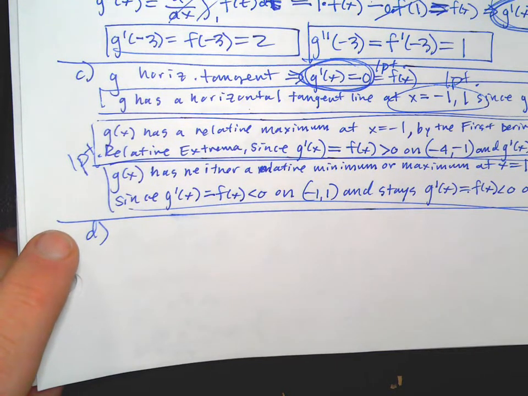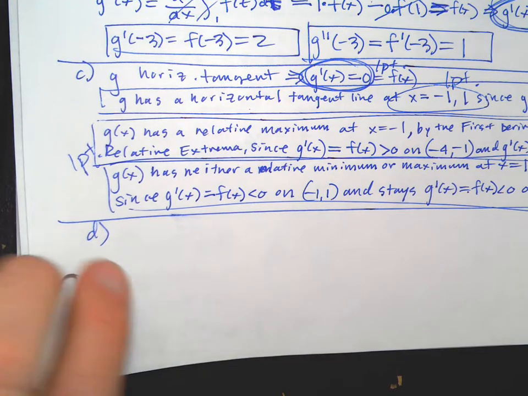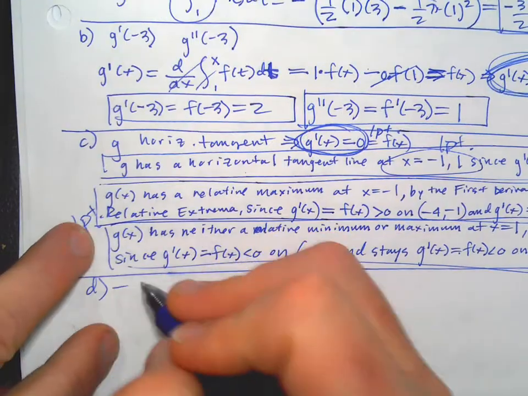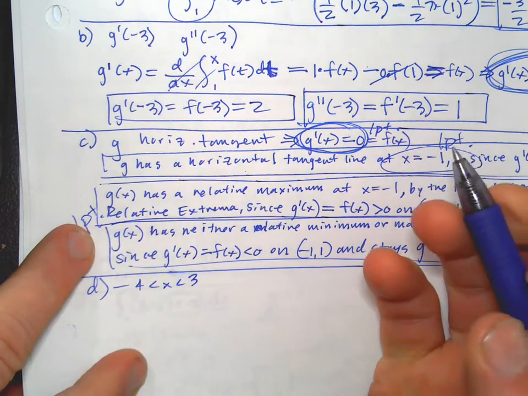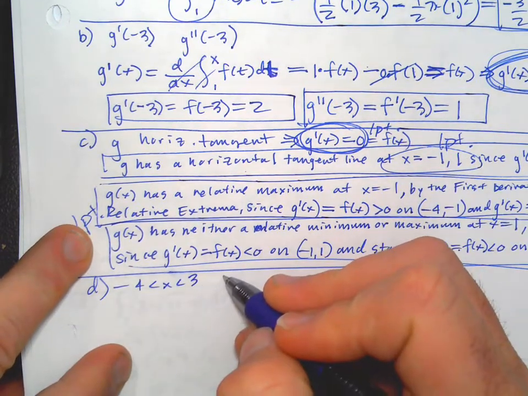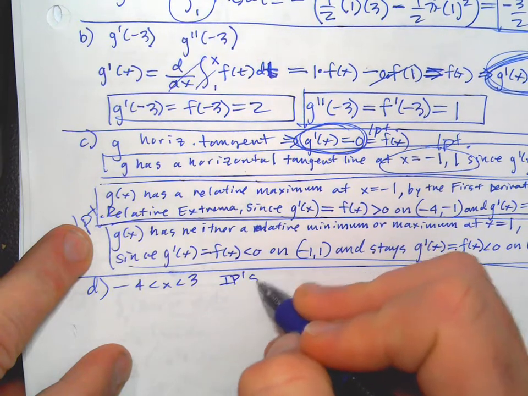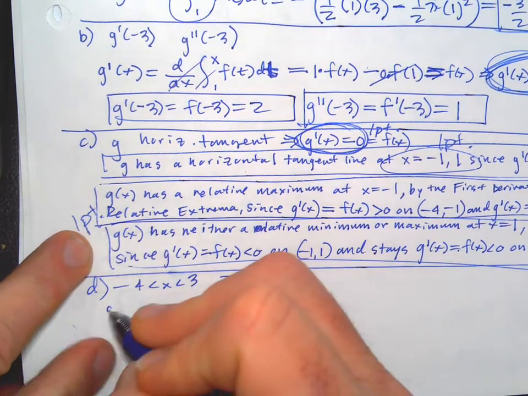D says for negative 4 to 3, find all the values of x for which the graph of g has a point of inflection. Explain your answer. Explain your reasoning. So we're only looking at negative 4 to 3, which I think is what the graph shows anyways. And we're trying to find inflection points, right? So we got to take the second derivative.